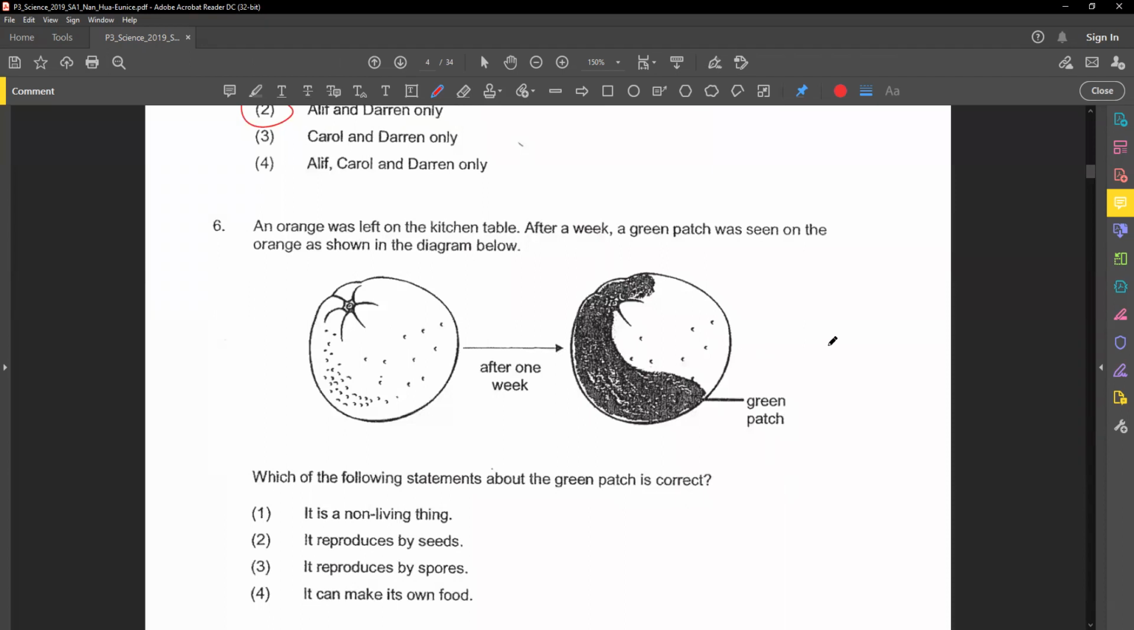Question 6 shows an orange which developed a green patch after a week. First, we identify that this green patch is mold, and this question tests your knowledge on mold. We know that mold is a living thing that reproduces by spores. So the correct answer should be 3.